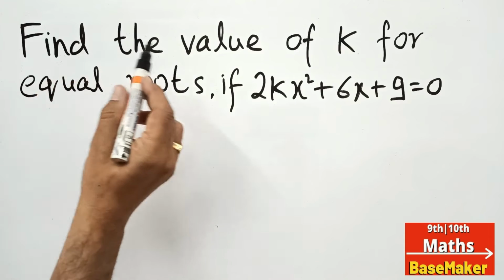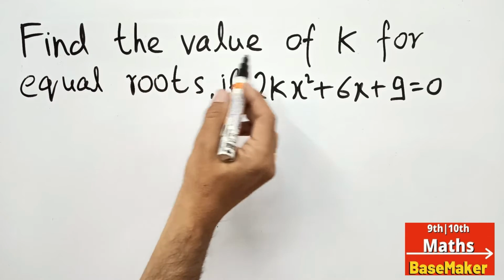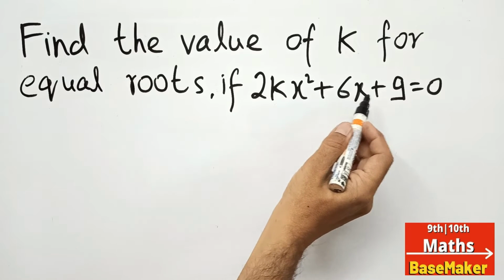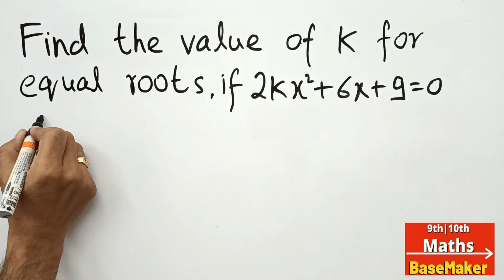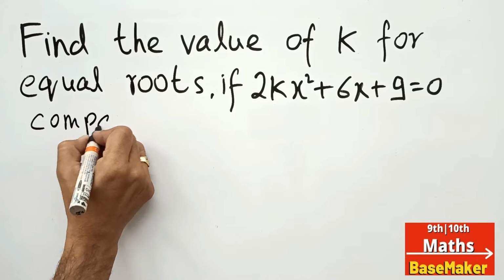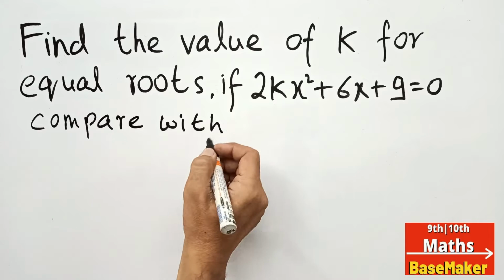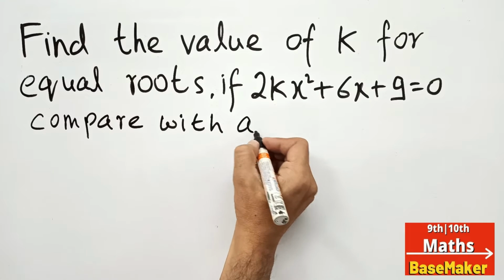Today we are solving the quadratic equation based question. Find the value of k for equal roots if 2kx square plus 6x plus 9 is equal to 0. First of all, let us compare this equation with the standard quadratic equation.